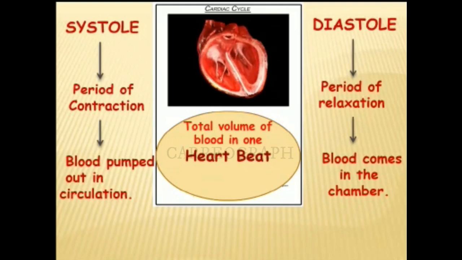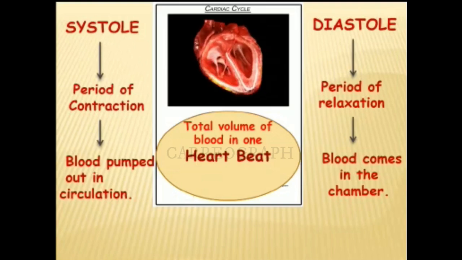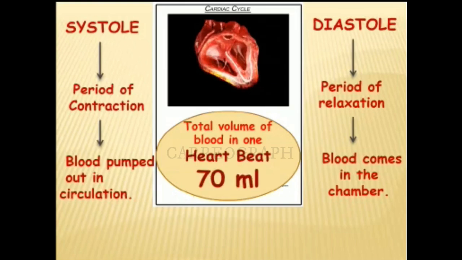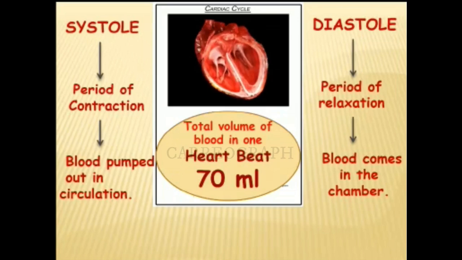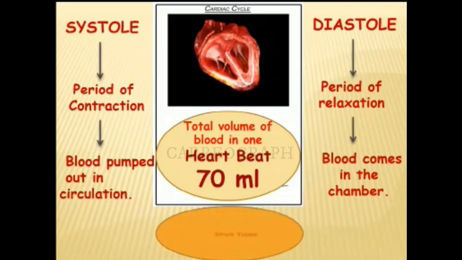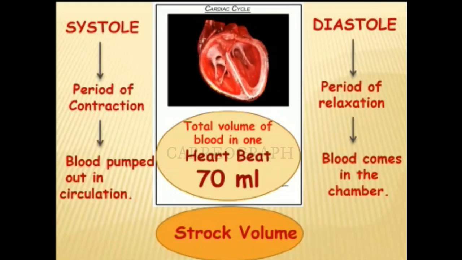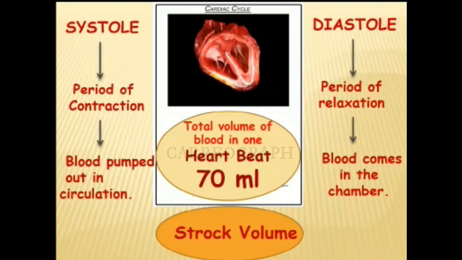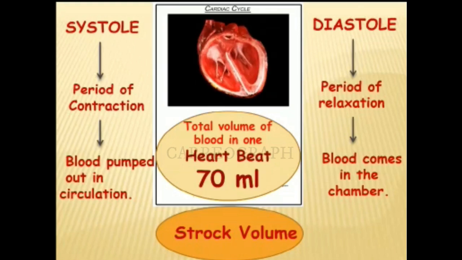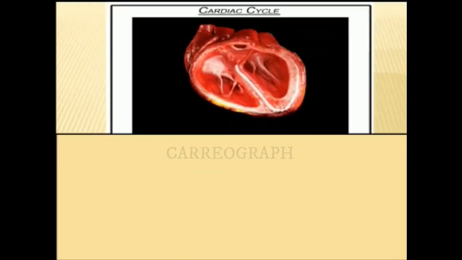The total volume which comes out in systole, that is in one heartbeat, is 70 ml, and the volume of blood which comes out in one beat is the stroke volume. So friends, we have seen that a stroke volume is the total volume of blood in one heartbeat. Now friends, we can easily calculate how much blood comes out from the heart in 1 minute.